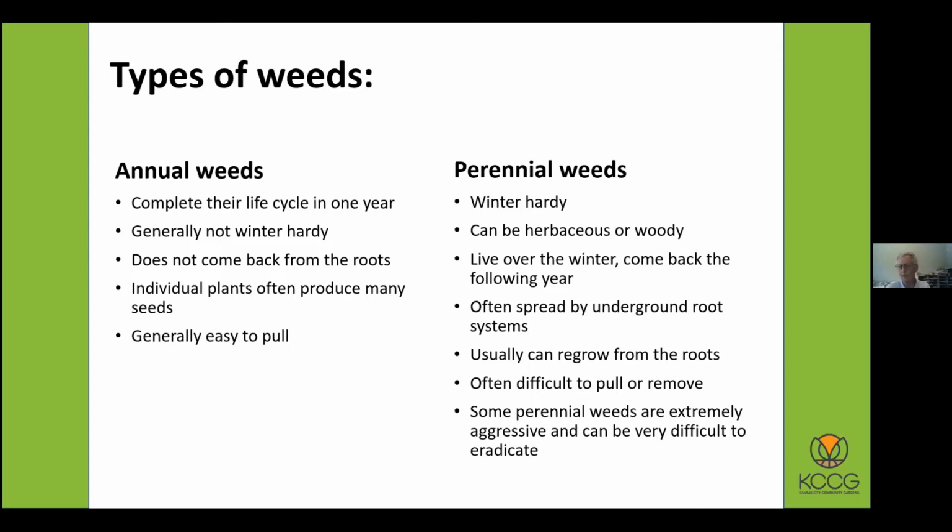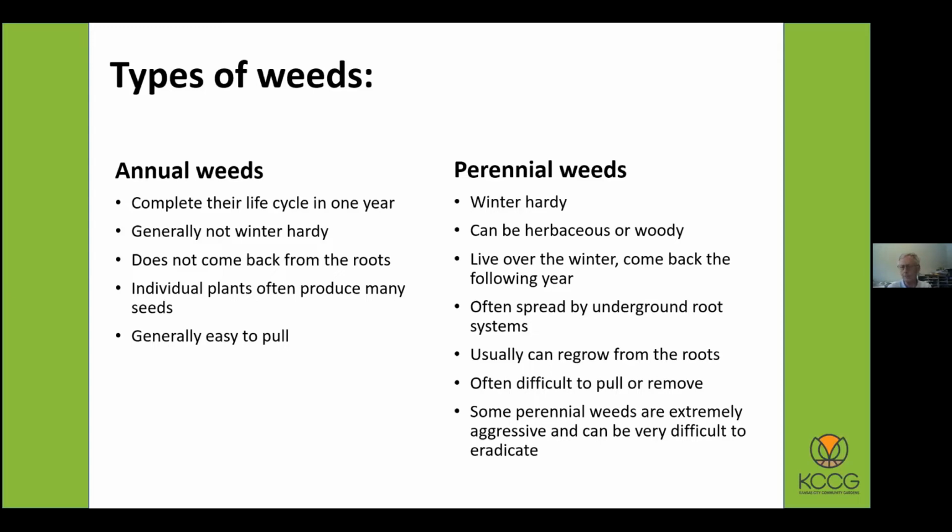Perennial weeds, on the other hand, are a little more difficult. They are winter hardy. They go over the winter. They can be either herbaceous or woody, and all that means is that woody weeds would be things like trees and shrubs that actually have hard wood in their stems. Things that are not woody, things like dandelions or grasses or ragweed, all these typical plants like that, are called herbaceous, meaning they are not woody.